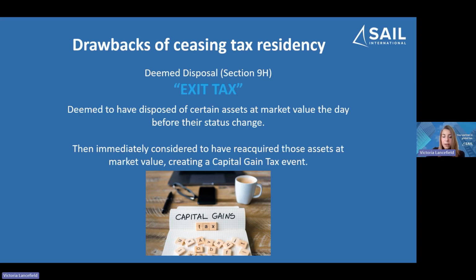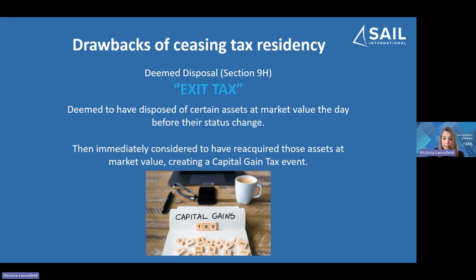Now, not all assets are included in this capital gains tax event. The deemed disposal will apply to worldwide capital assets, such as immovable property abroad, shares in companies, be it abroad or in South Africa, interest in a discretionary trust, again abroad or South Africa, cryptocurrency, shares, stocks, bonds. What it does exclude is South African immovable property, retirement vehicles, cash, and any other personal use assets.